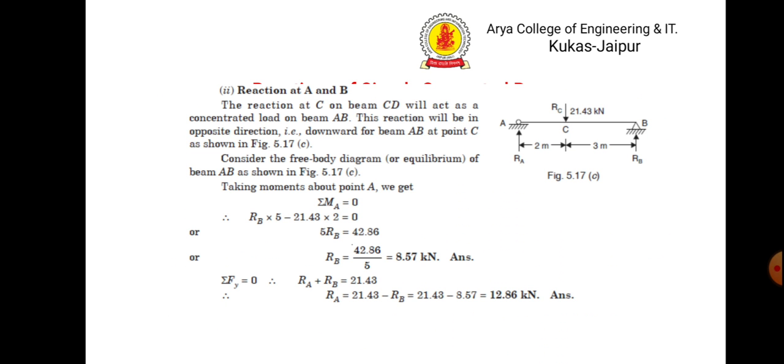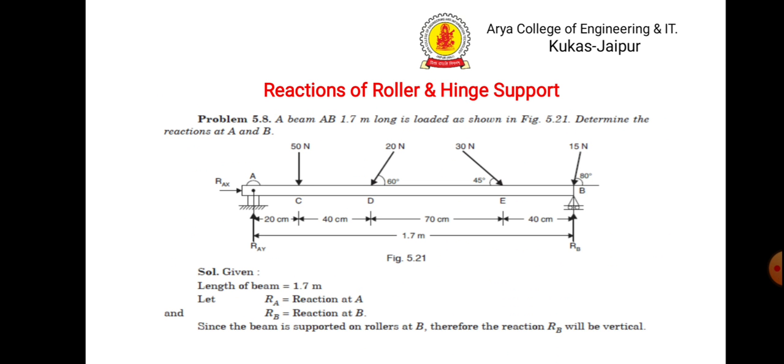Again summation of Fy equals 0. So RA plus RB, which is vertically upward, equals 21.23. Hence RA will be 12.86 kilonewton. Now let us take one more problem. In this figure, we will have to find the reactions at A and B, that is RA and RB. The length of the beam is given.